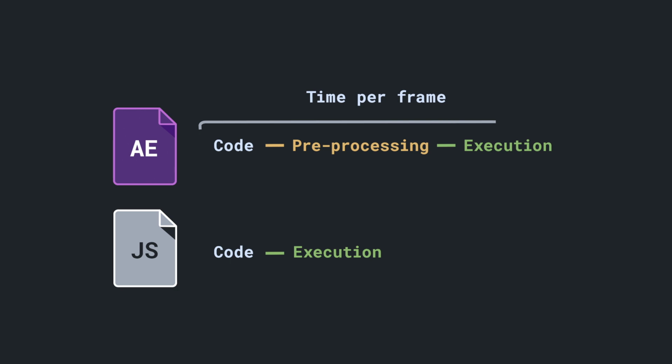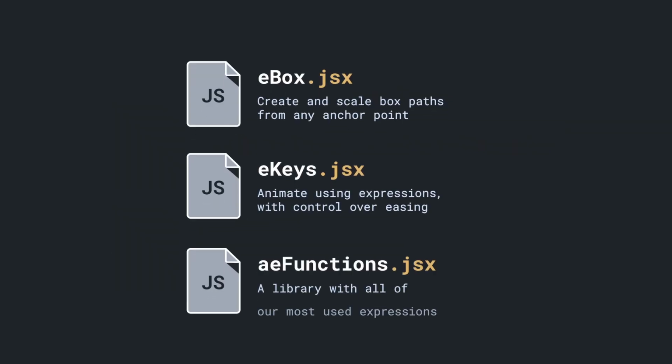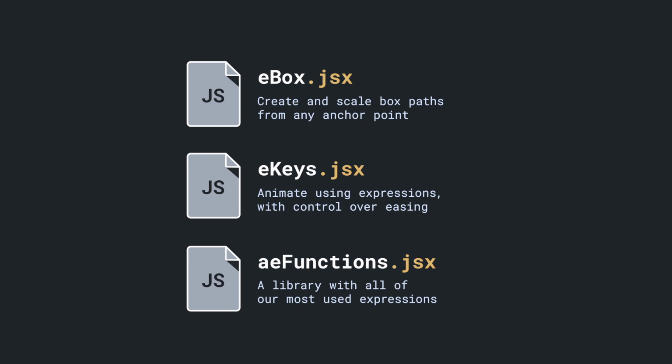This lack of pre-processing also means that code will run faster when it's in a JSX file than within After Effects. We use expression libraries a lot at Motion Developer for creating and scaling boxes, animating without keyframes, and more.